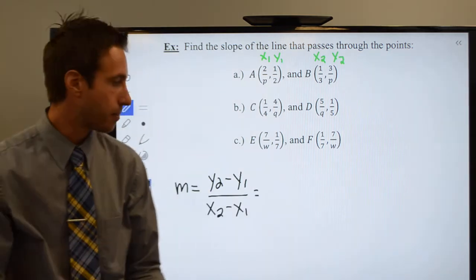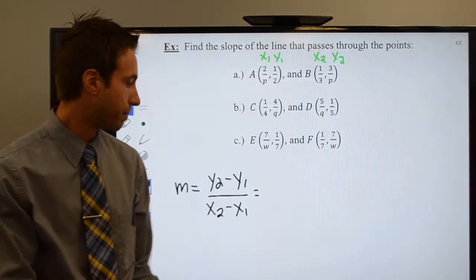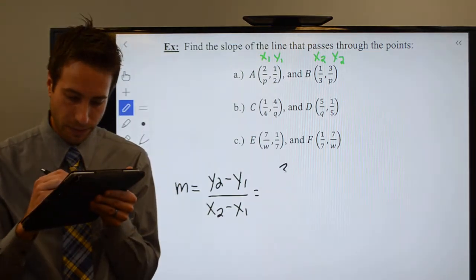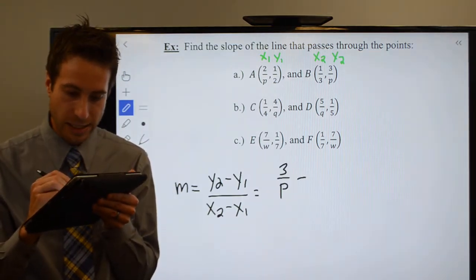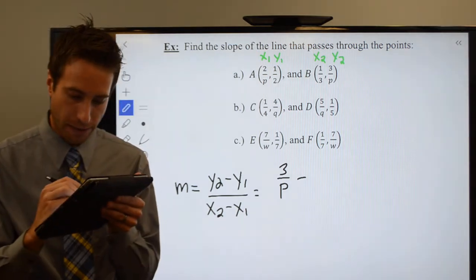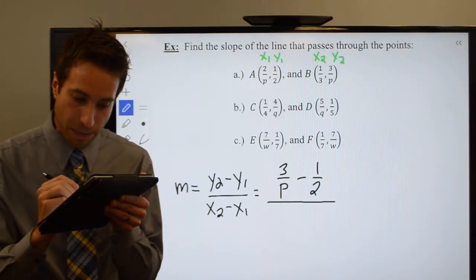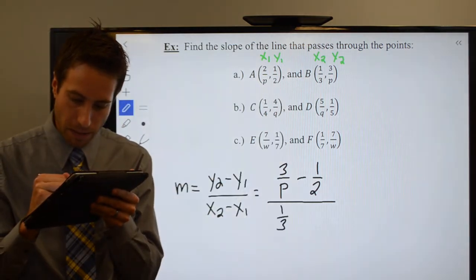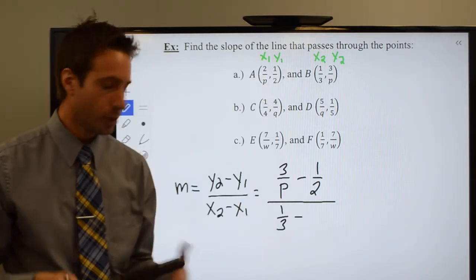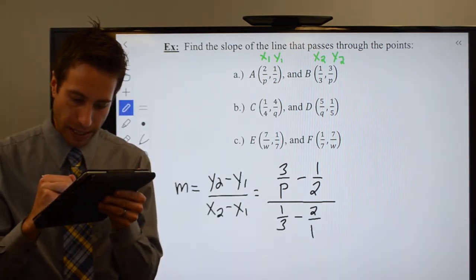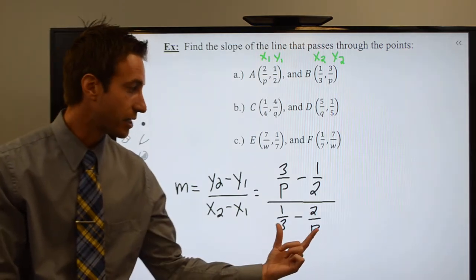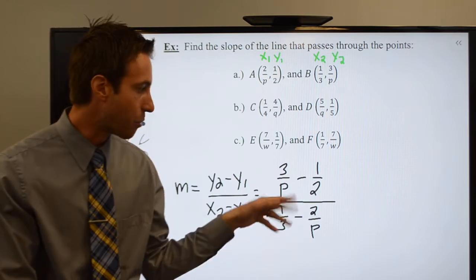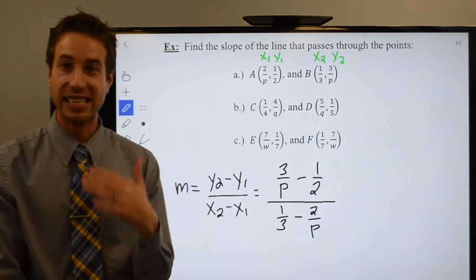And I think at this point, probably many of you see what's coming. y2 is a rational expression, 3 over p, minus y1, which is 1/2. That's all divided by x2, 1/3, minus x1, which is 2 over p. Guys, you should recognize this. It's kind of that ugly thing that we looked at before. Maybe this one's got more numbers in it than the previous ones, but it is the exact same thing.